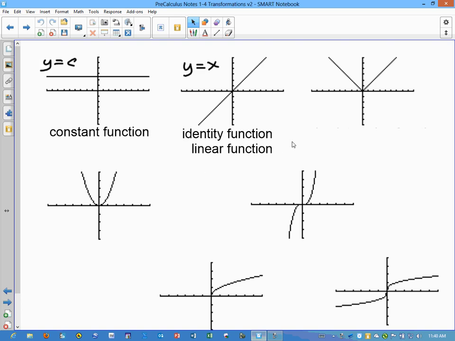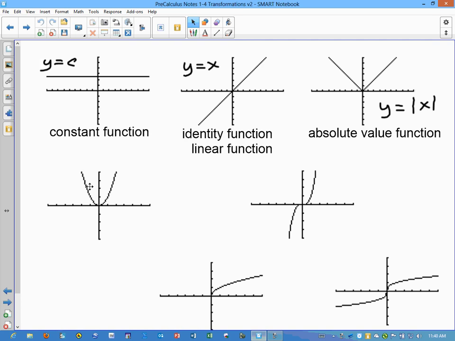Now for the absolute value function, we get a graph that looks like a V. When x is positive, y is going to be positive. But when x is negative, y is also going to be positive. That's how we get that shape. Like I said, that's called the absolute value function. This acts as a vertex. That vertex is at the origin with the parent function. And of course, the equation would be y equals absolute value of x.